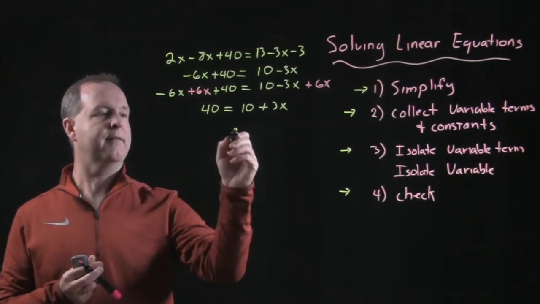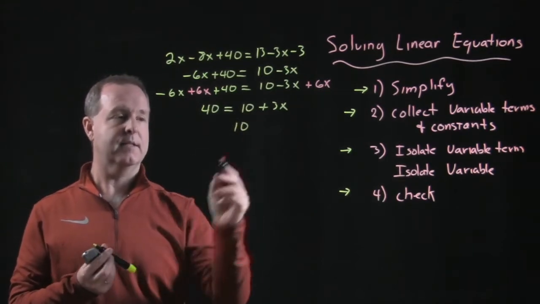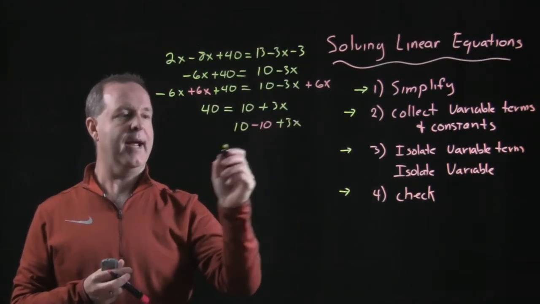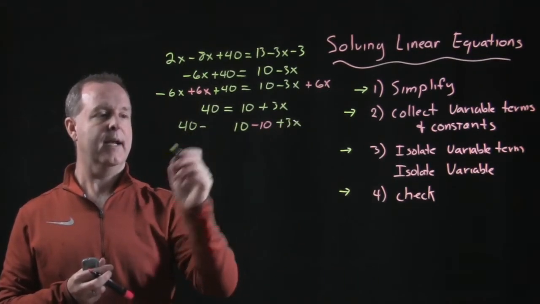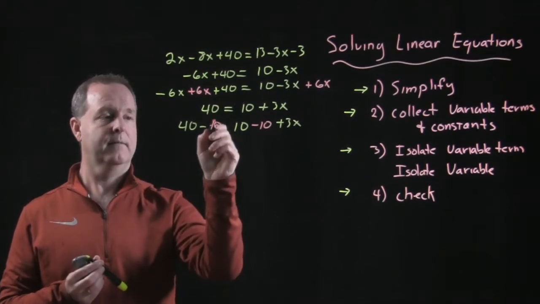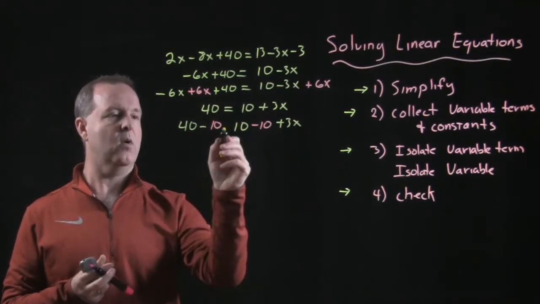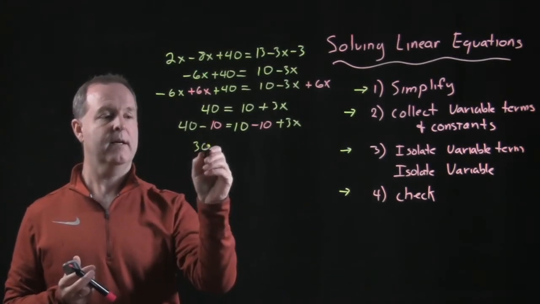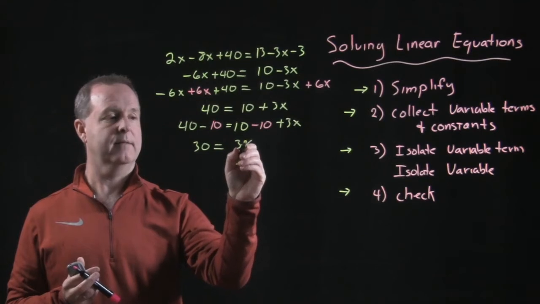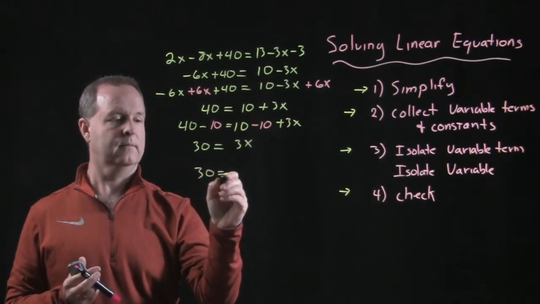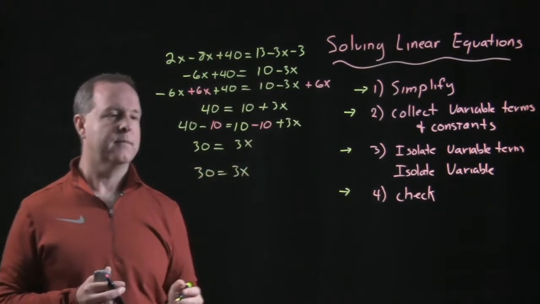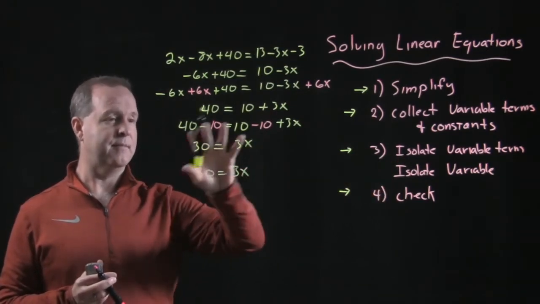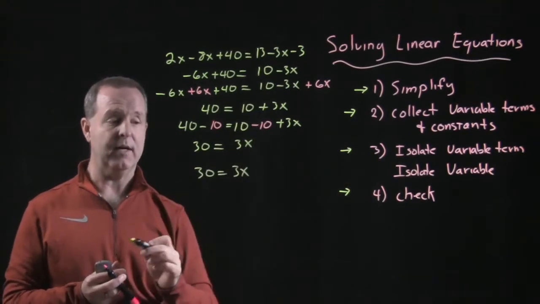So I'll have a 10. Let's subtract 10 plus my 3x. And then on this side, I'll have a 40, and I've subtracted 10 from both sides. And that's my equality. Simplify, left with a 30 equals a 3x. So on that step, I was able to isolate the variable terms. That happened. Now I want to isolate the variable.